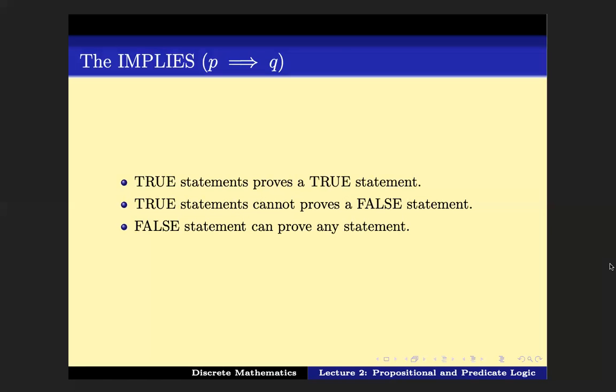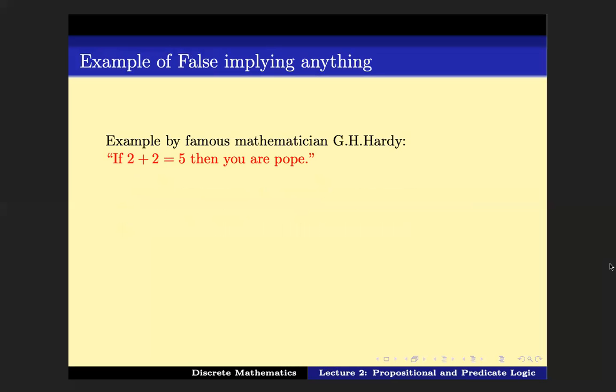When this was going on, those days journalists were possibly much better than what we have now. There was a big debate, and the journalists were not happy with this statement. A famous mathematician, G.H. Hardy, was asked by a journalist: you are claiming that a false statement implies anything. Then if you assume 2 plus 2 equals 5, can you prove that you are Pope? And he actually proved it.